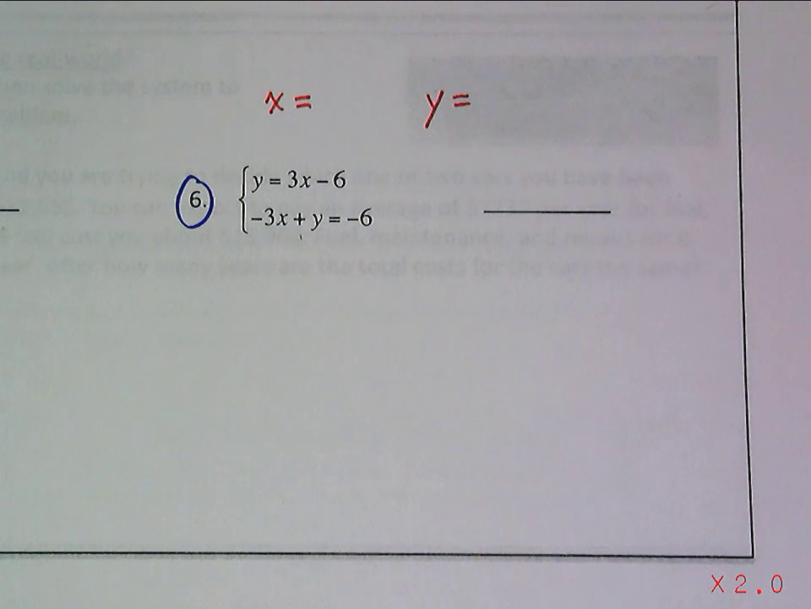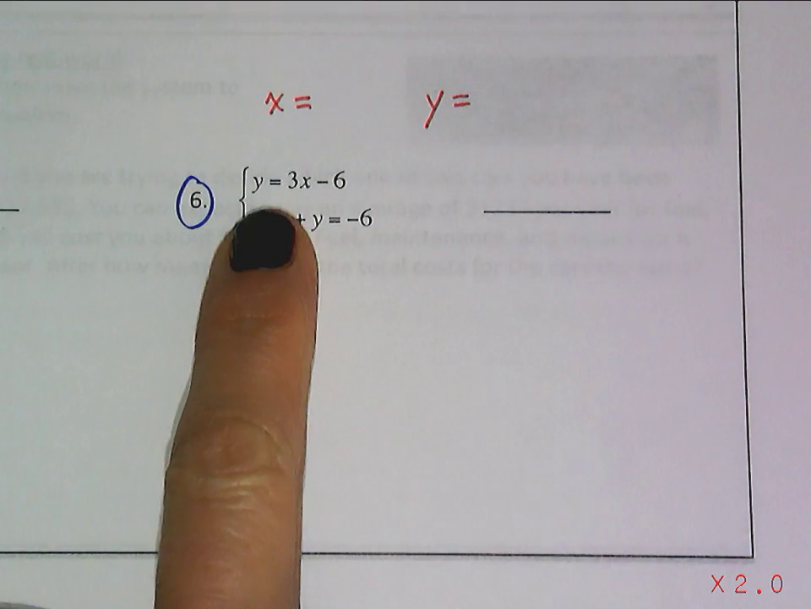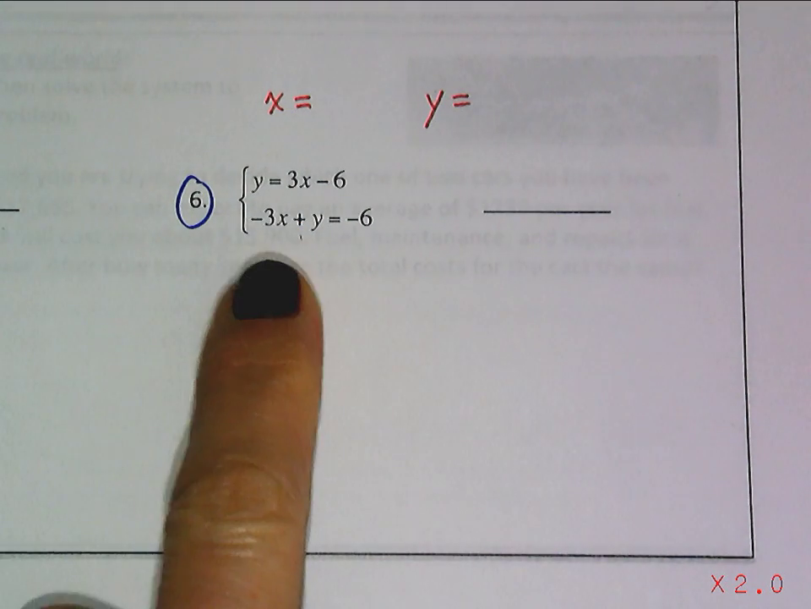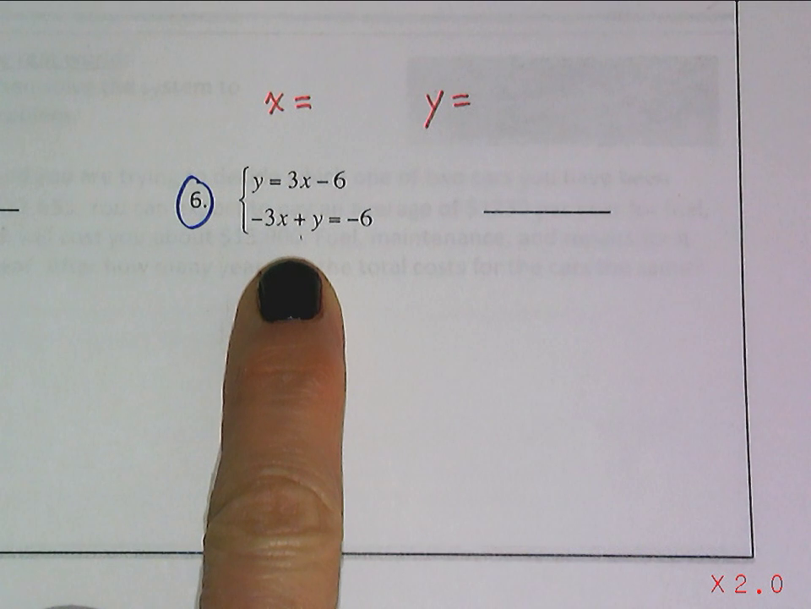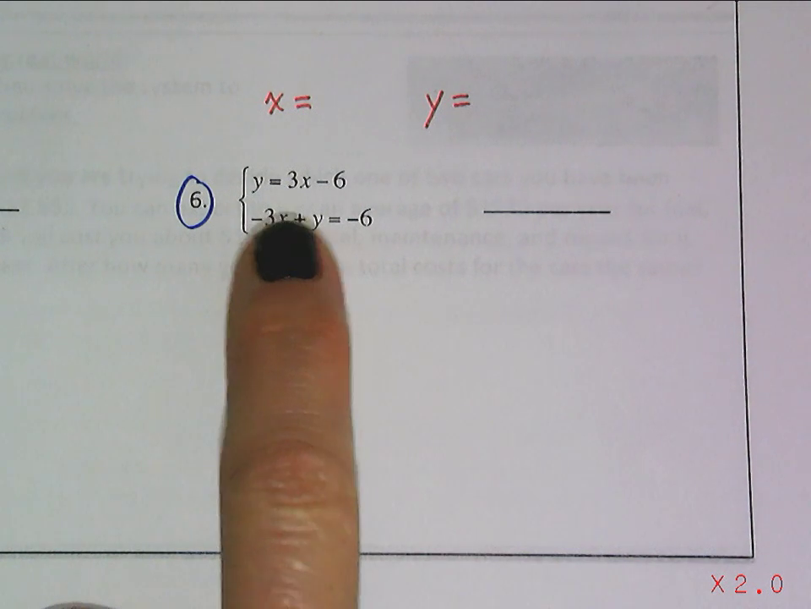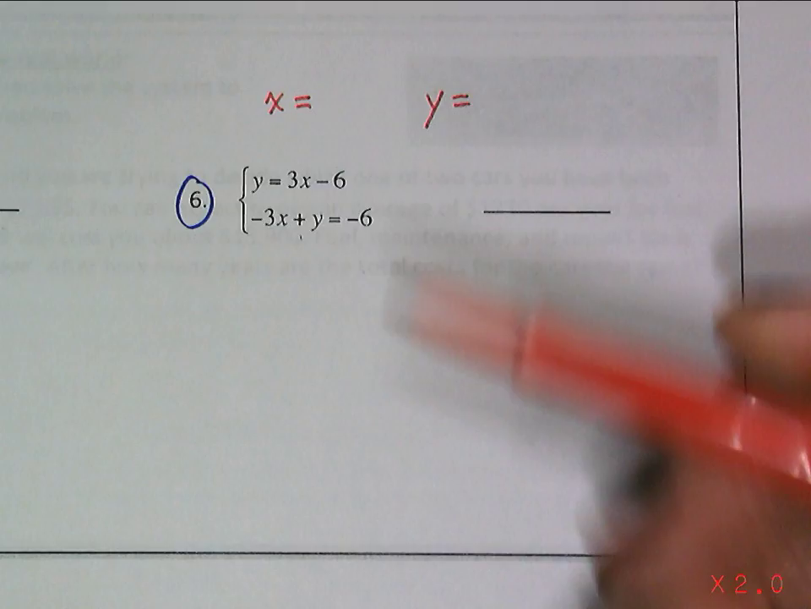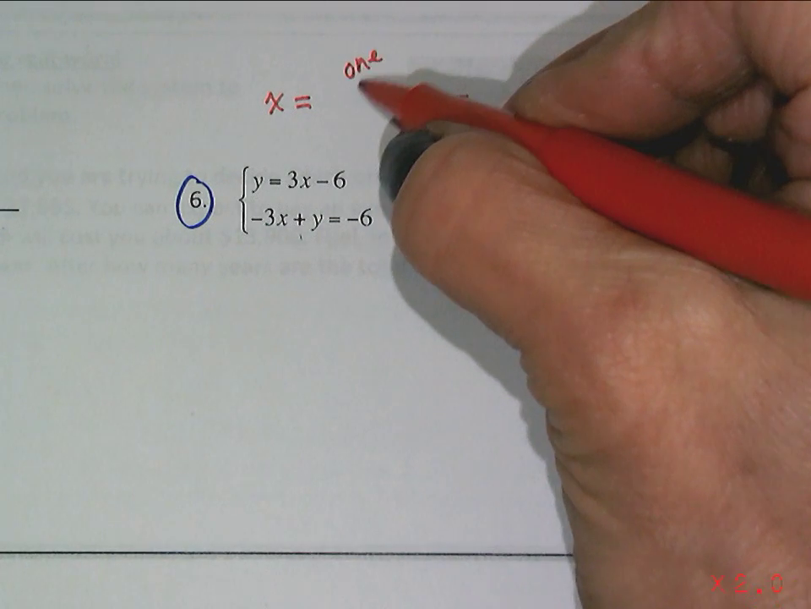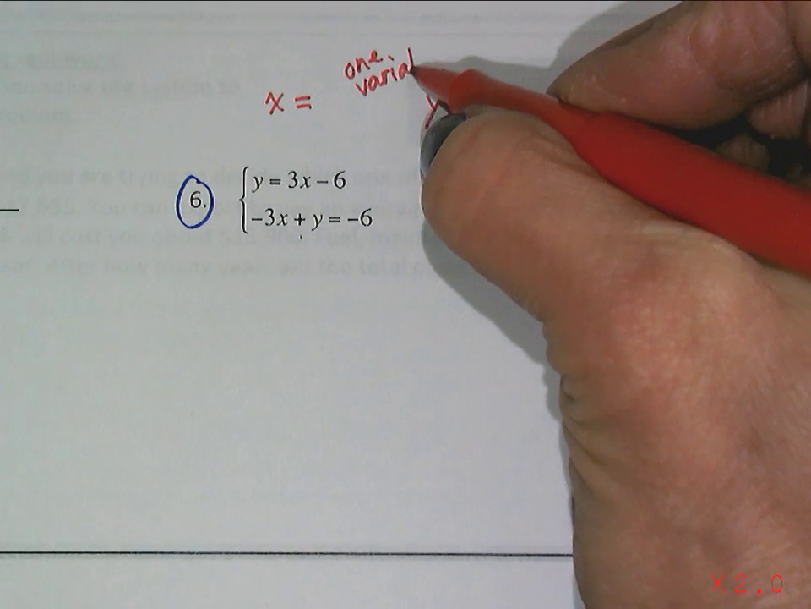Yep. Which one? The first. Oh, never mind. The first one. Well, it says it in the second one too. No, it doesn't. Well, it does have y. No, it doesn't. It has x and y equals. I know. Okay, I'm looking for one thing on one side, one variable on one side.